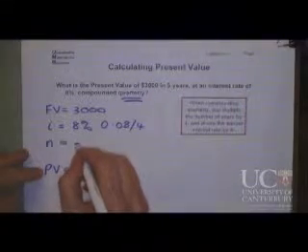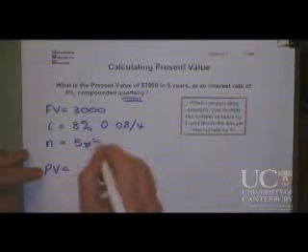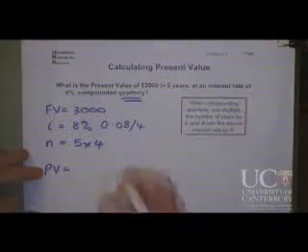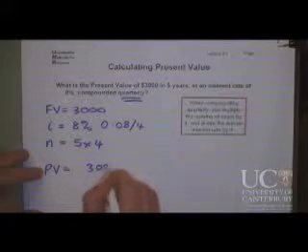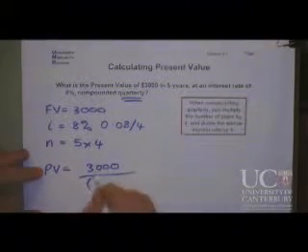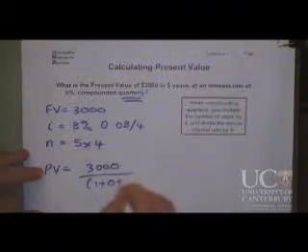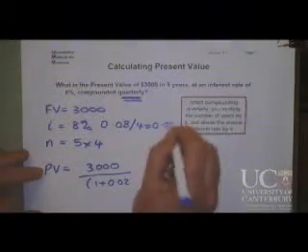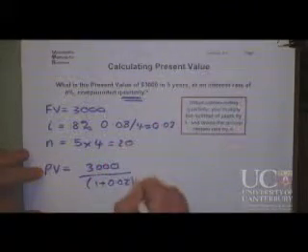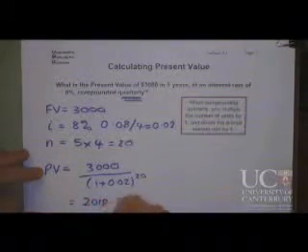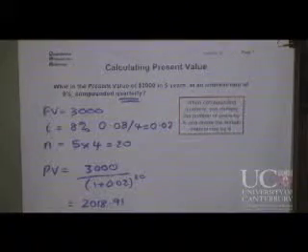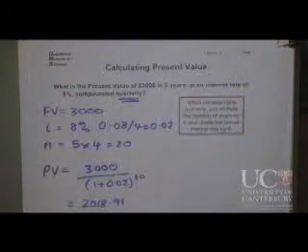N is 5 years times 4, so it's going to be 20 quarters. And the present value is going to be 3,000 divided by 1 plus 0.02 to the power of 20, and that comes to $2,018.91. Hands up if you got that. Good, well done. Okay, though you don't get to use calculators in the test, they are quite handy for practicing these things with.